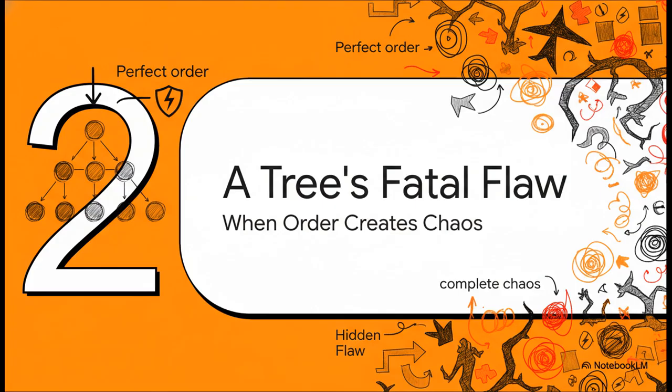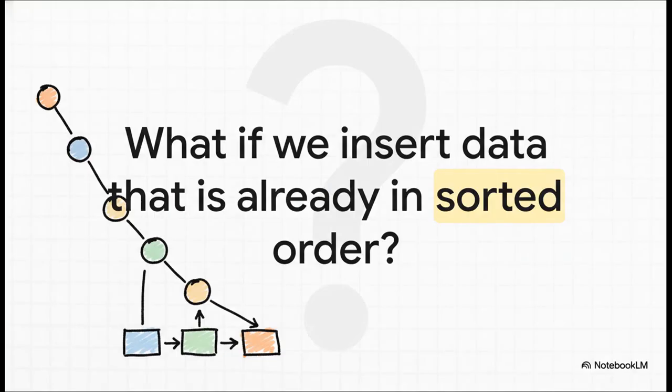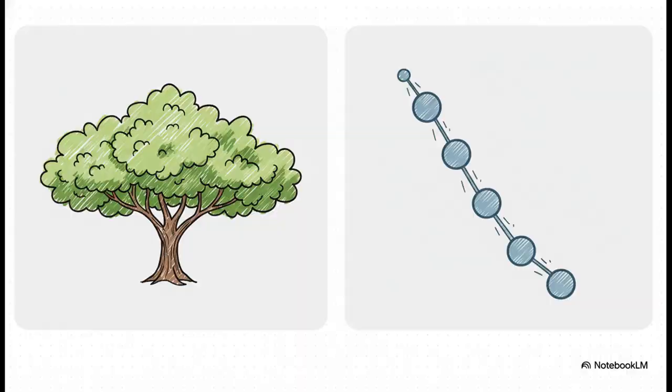But our hero has a hidden flaw, a kind of Achilles heel that can be triggered under one very specific and surprisingly common condition. This is where our story takes a dark turn, and where perfect order can actually create total chaos. So we have to ask the critical question. We've seen how great the tree is with random data, but what happens if we feed it data that's already perfectly sorted? Like if we insert the numbers 10, then 20, then 30, then 40, one after the other in perfect ascending order. And this is where the problem just slaps you in the face.